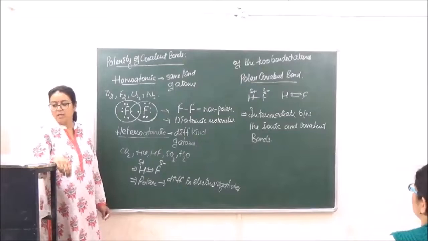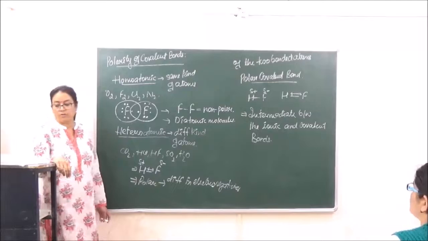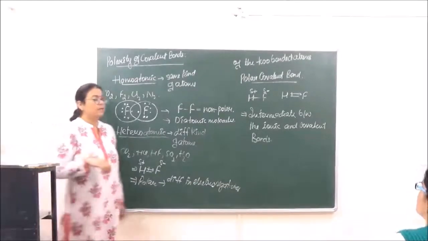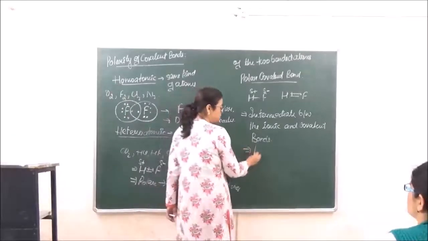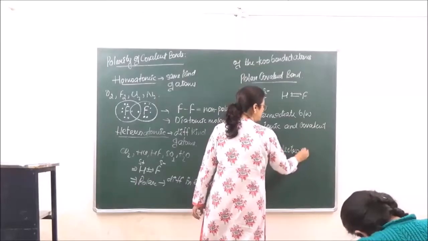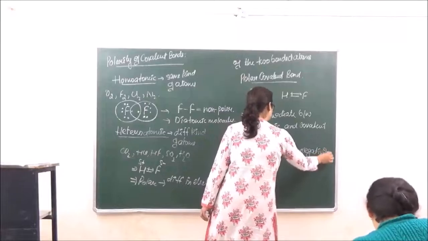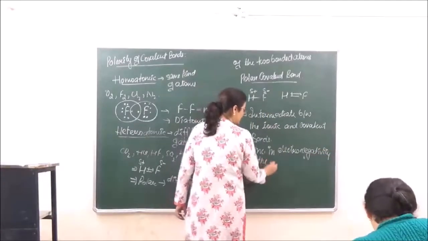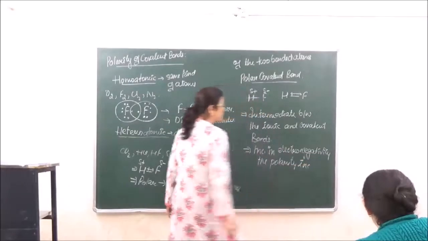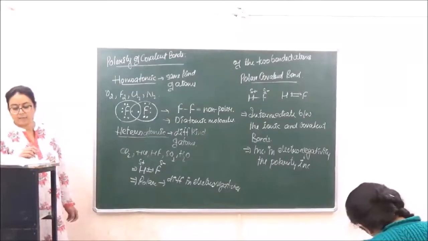Okay? Now bond polarity is described in terms of ionic character. As you can see over here, there are two different ions which are developed, and with an increase in the difference in electronegativity, the polarity is going to increase.